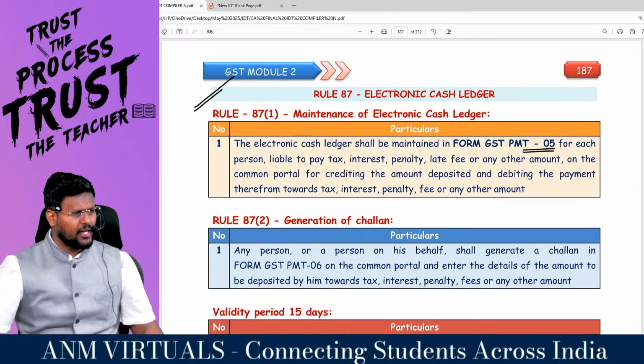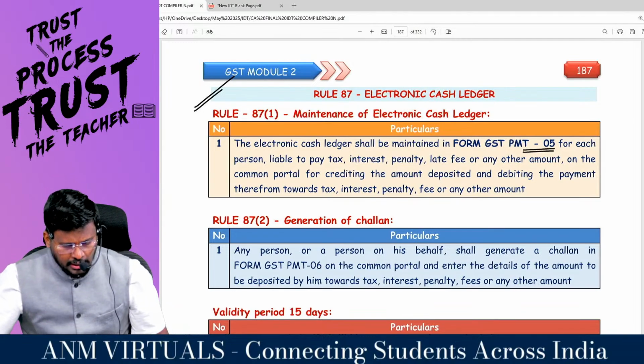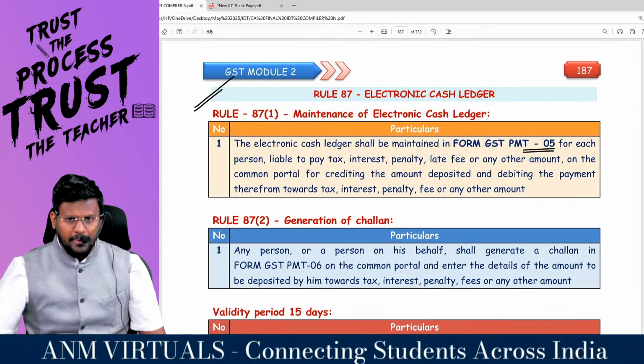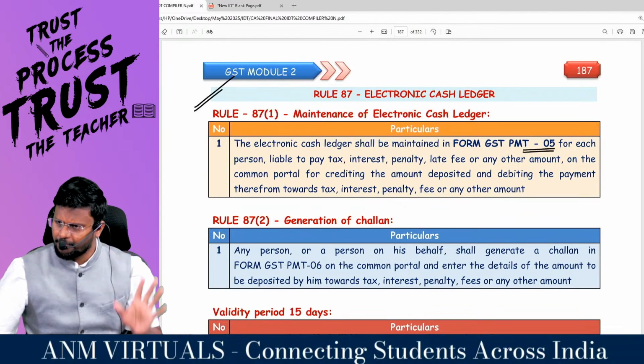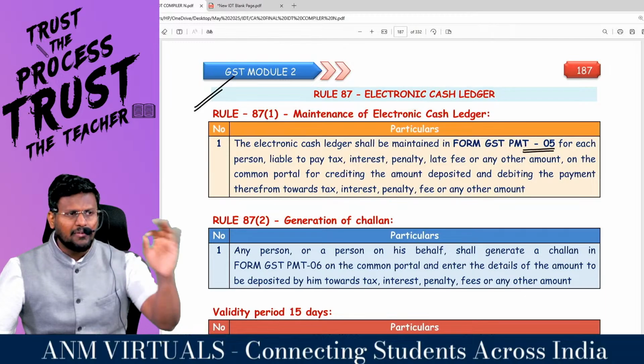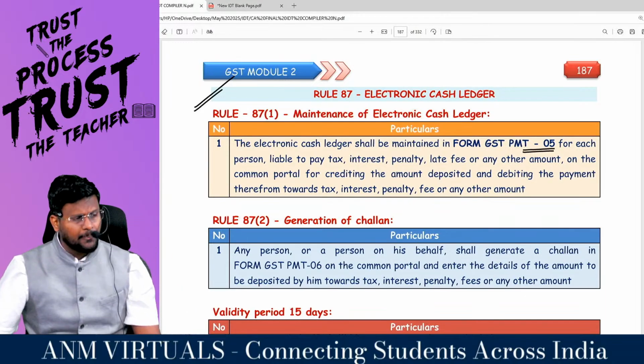So what is the form in which it will be maintained by the government? GST PMT 05. Maybe a one mark MCQ. Sir, the electronic cash ledger shall be maintained in GST PMT 05 for each person. For every person, the government will maintain an electronic cash ledger. In what form? GST PMT 05.